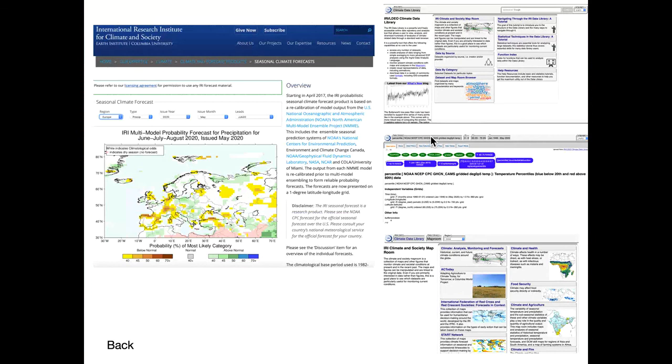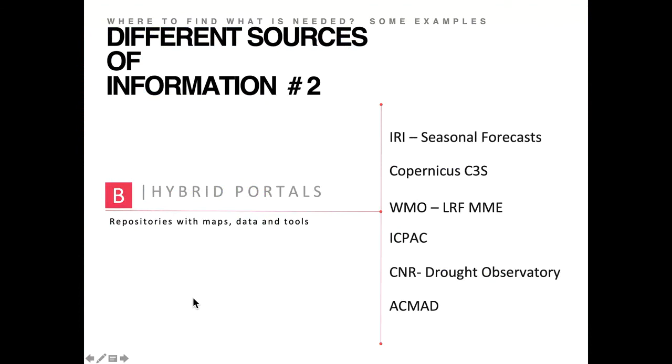So there is something which is really effective in terms of manipulating data for your own specific needs.